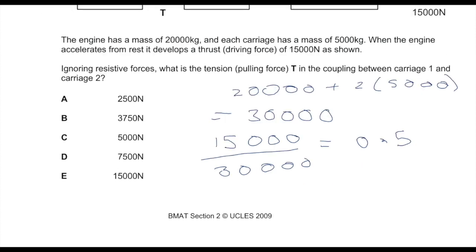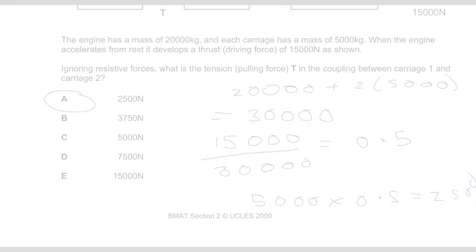The only force acting on carriage 2 is the tension in the coupling between 1 and 2. Therefore, the force required for carriage 2 to accelerate at 0.5 meters per second squared will be given by Newton's second law, F equals ma. So, the mass of the carriage is 5,000 times 0.5 is equal to 2,500. And therefore, the answer is A. That's question number 23 completed.